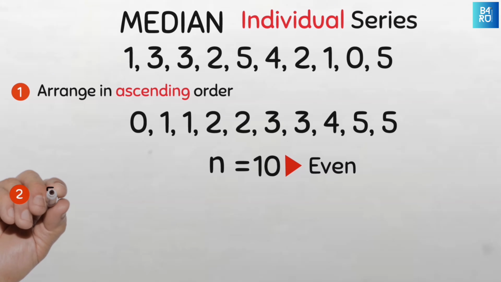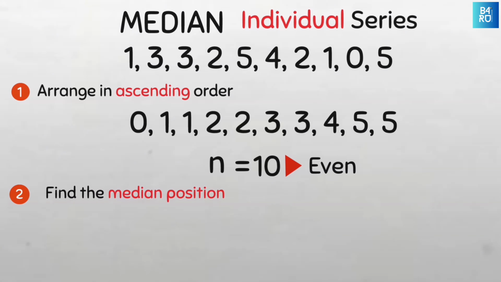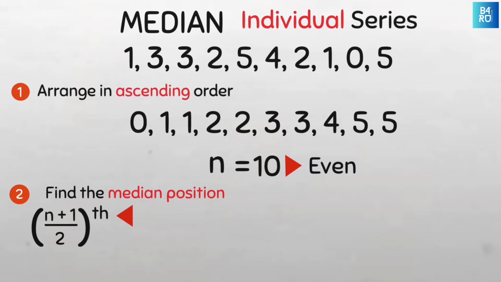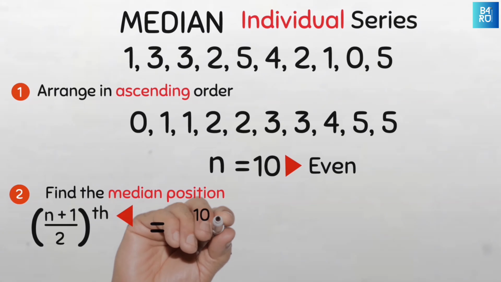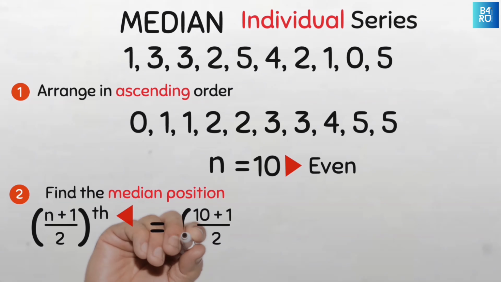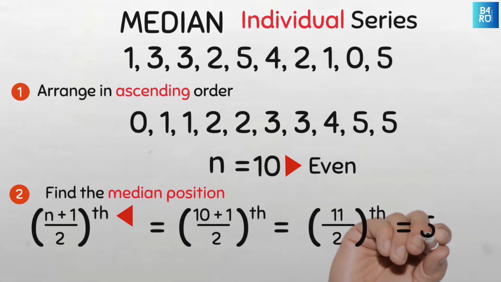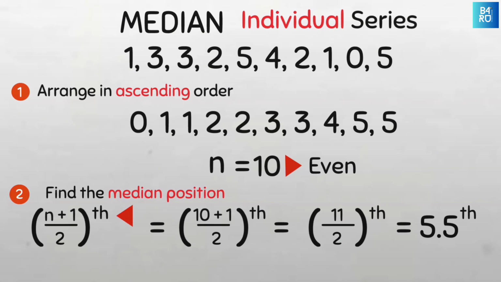Awesome. To find the position of the median value, we will use the same simple formula that says the median position is (n + 1) divided by 2, with a th. Notice that there is a th here. This means that whatever we find is the position of the median, not the median itself. So the median position will be n, which is 10, plus 1, all divided by 2. That's 11 divided by 2, which will give us 5.5. So our median is going to be in this position.